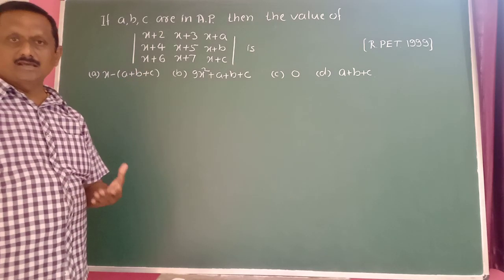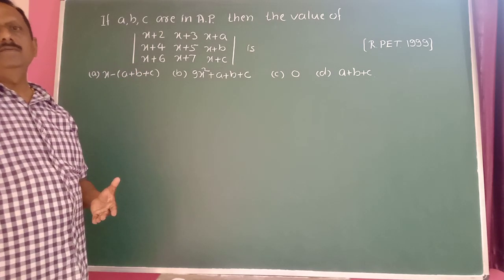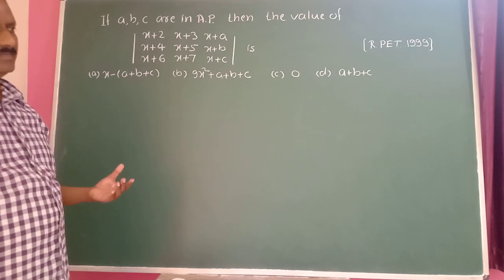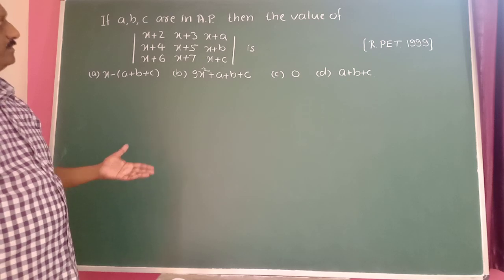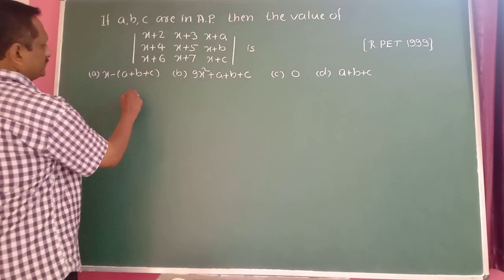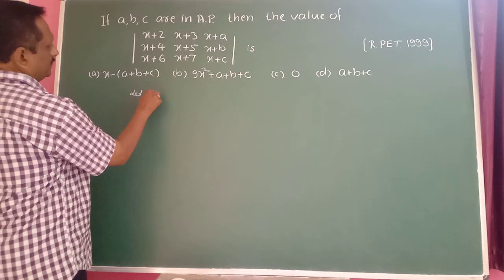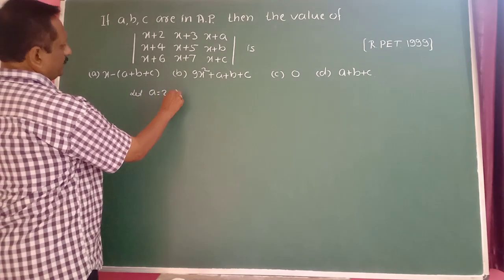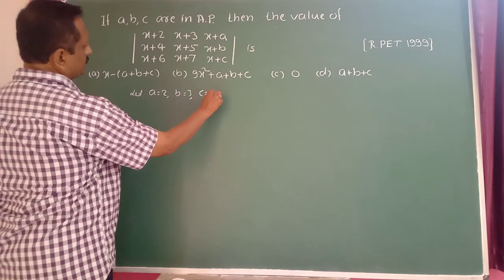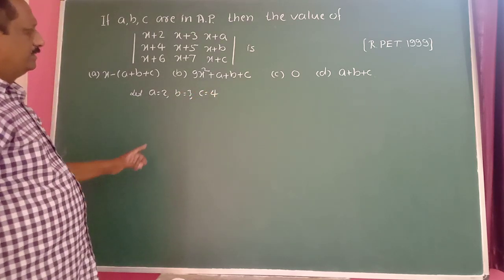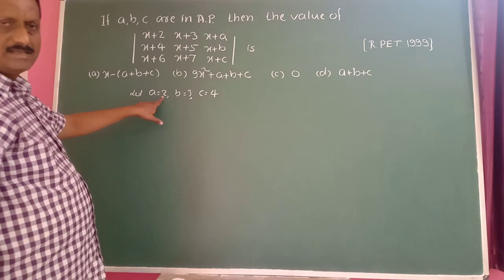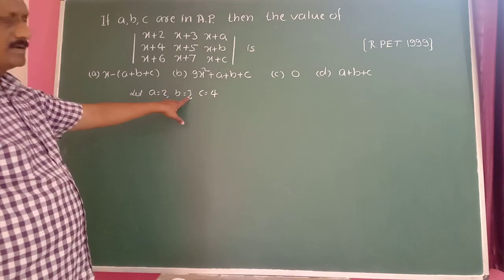So if a, b, c are in AP, then what is the value of the determinant here? Again, you can use the property of a determinant and then find the value of the determinant. Otherwise, you can use a substitution method. Here they are given a, b, c are in AP. So therefore let us consider a is equal to 2, b is equal to 3, c is equal to 4 here. They are in AP because 4 plus 2 is 6, 6 upon 2 becomes 3.